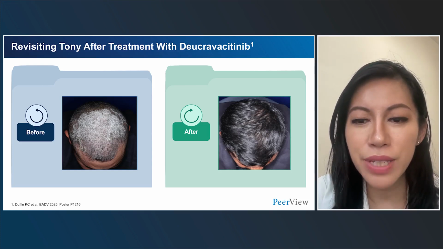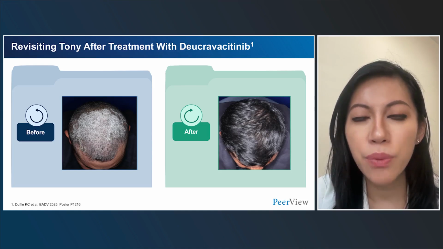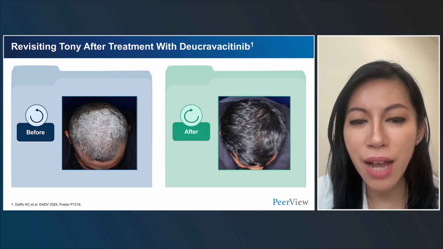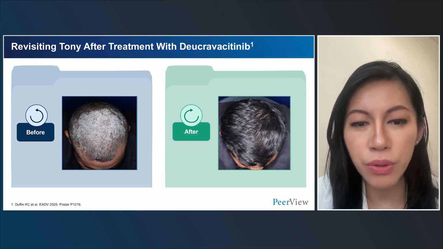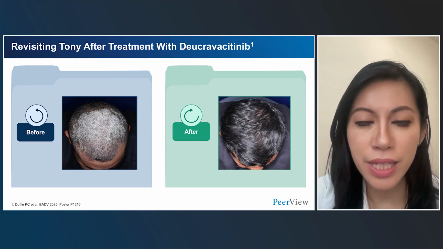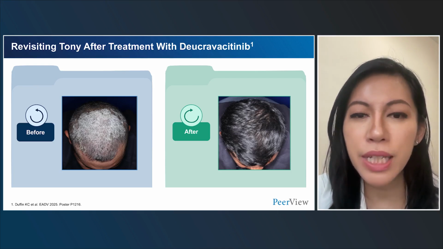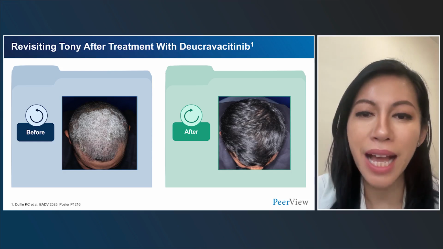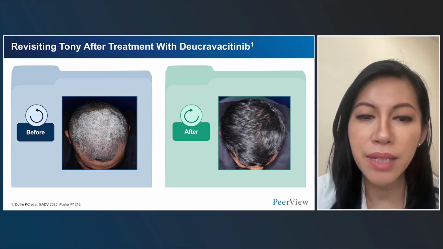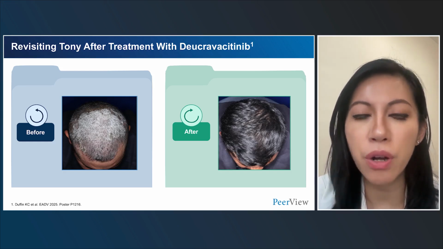So let's revisit Tony here. So here's Tony. We see the baseline here. And then after a few months of treatment with a TYK2 inhibitor, deucravacitinib, what we see here is a complete clearance in Tony's case. So very good response to deucravacitinib for Tony, who has this severe scalp involvement. So it really speaks to the ability of TYK2 to impact these high impact areas and being able to get our patients to clear, almost clear.